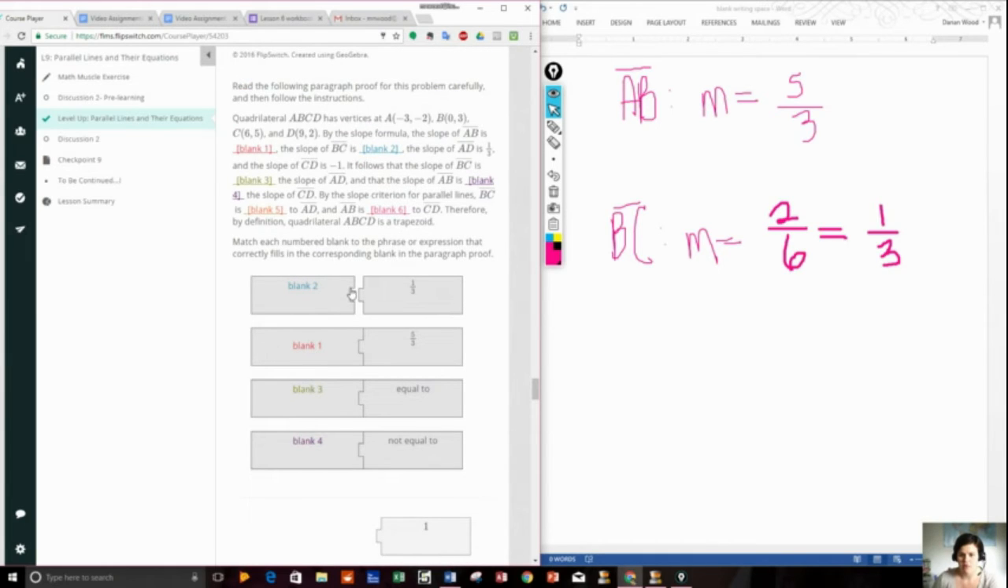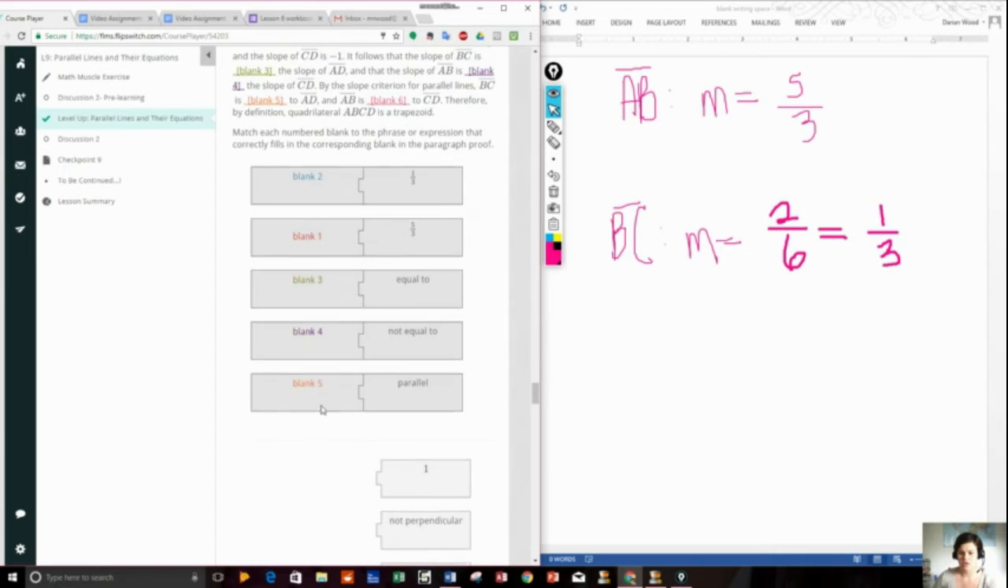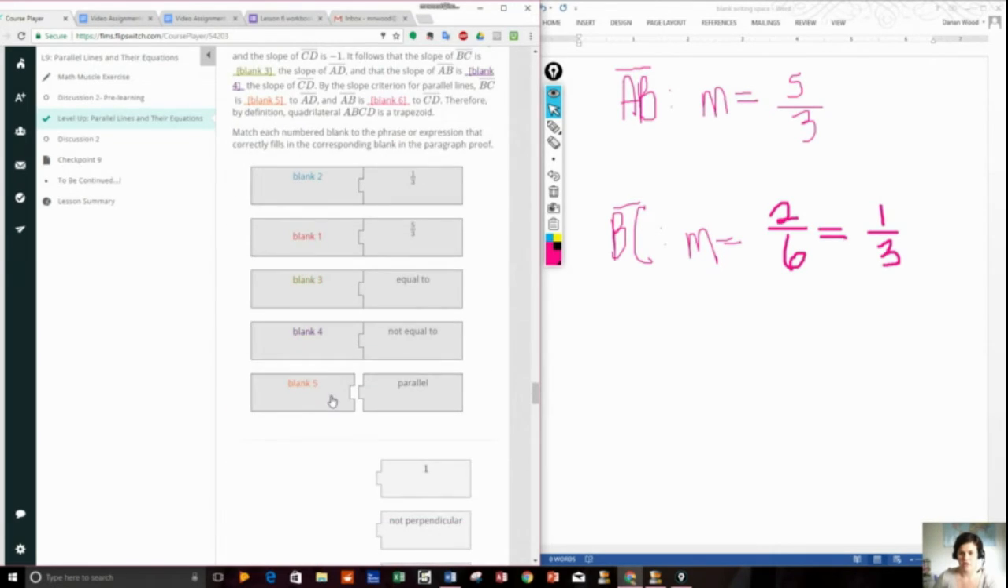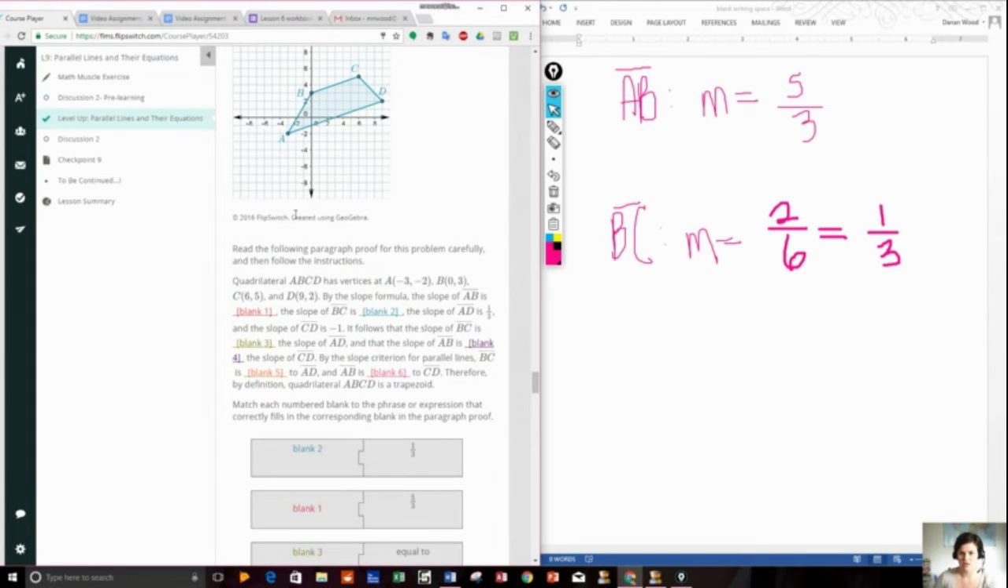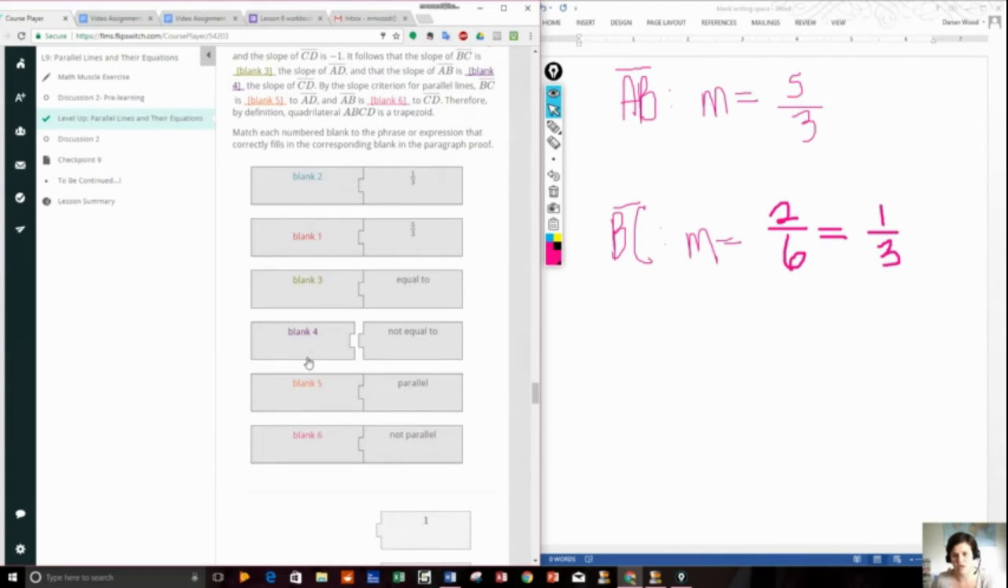And then we come back up here and it says, by the slope criterion for parallel lines, BC is blank to AD. So that would mean that it is parallel to it. And AB is blank to CD. Therefore, by definition, so it's not parallel. There we go. That's the order that we would like.